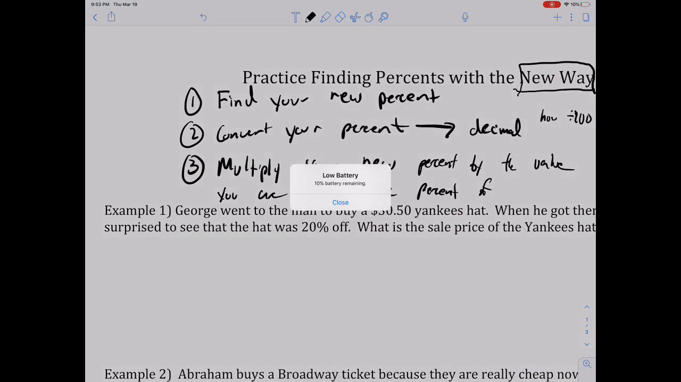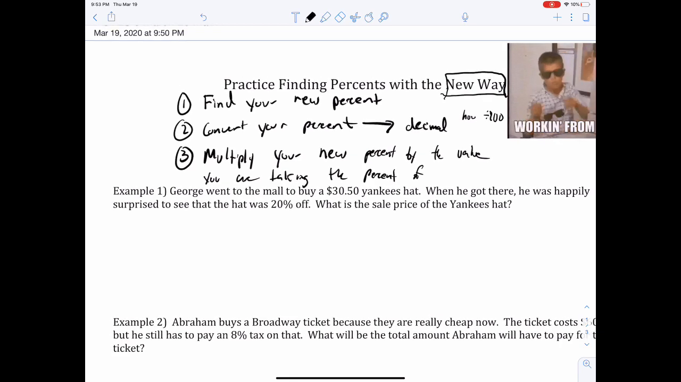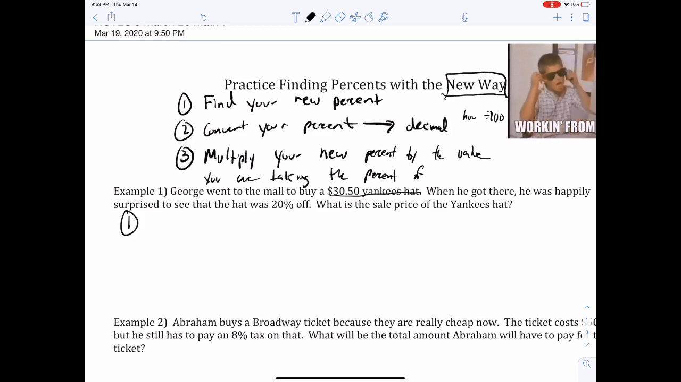All right, so let's look at example 1 here. George went to the mall to buy a $30.50 Yankees hat. When he got there, he was happily surprised that the hat was 20% off. What is the sale price of the Yankees hat? So if we're doing this the new way, the first step is going to be to find the new percent. So if it's 20% off, we're going to take away 20% from 100, and our new percent will be 80.